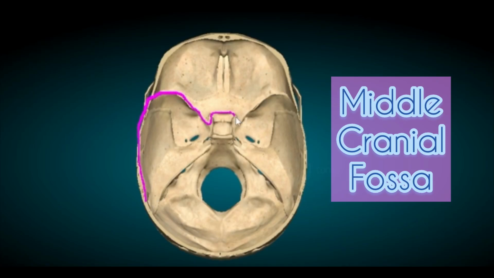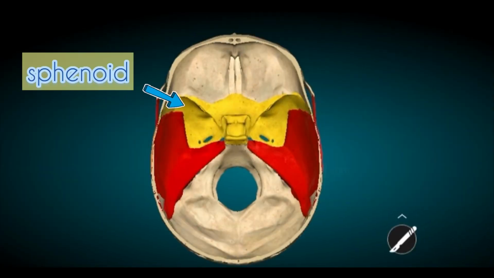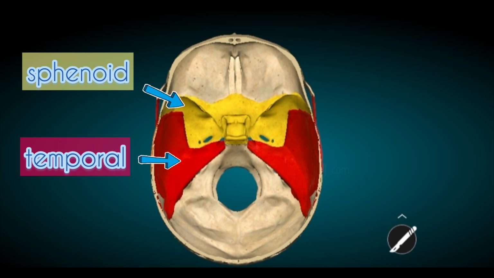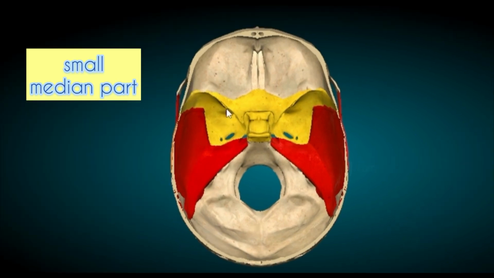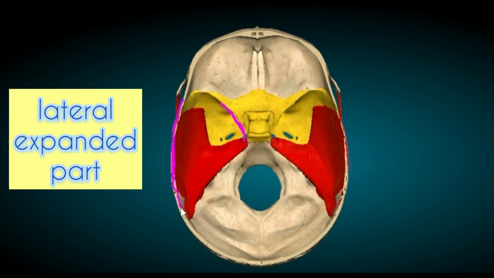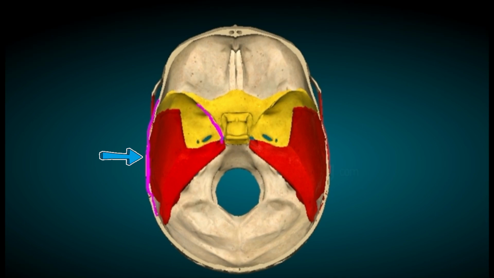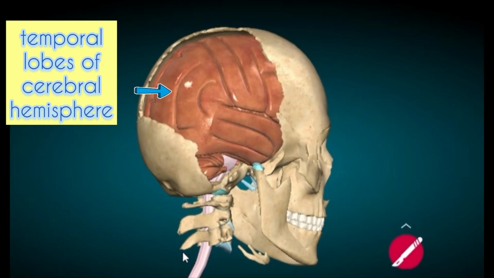So this tutorial is about the middle cranial fossa. The middle cranial fossa is formed by the sphenoid and the temporal bone. It consists of a small median part and a lateral expanded part. The medial raised part is formed by the body of the sphenoid. The lateral expanded part lodges the concavities of the temporal lobe of the cerebral hemispheres.